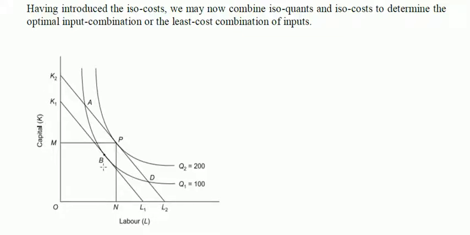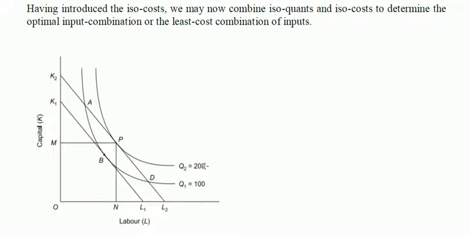ISO cost, a kind of budget line, we have drawn, and then we have drawn two ISO quant curves: this one, which is producing Q1, 100 units, and the one above it, which is producing Q2, 200 units. We need to find out which ISO quant curve is better, or which point on the ISO quant curve is better.